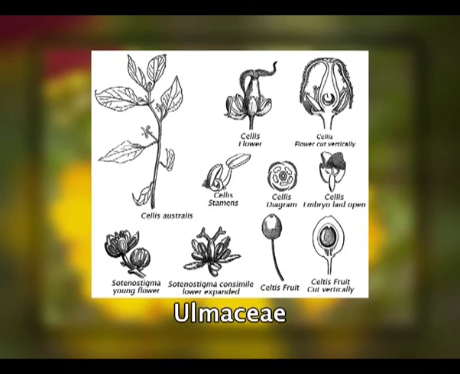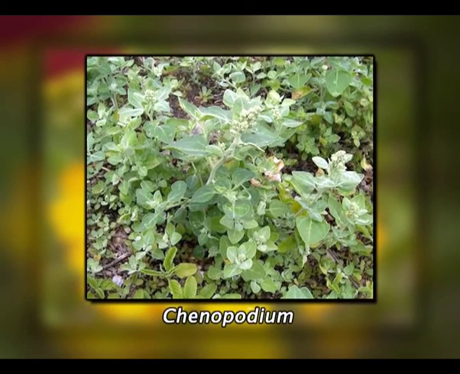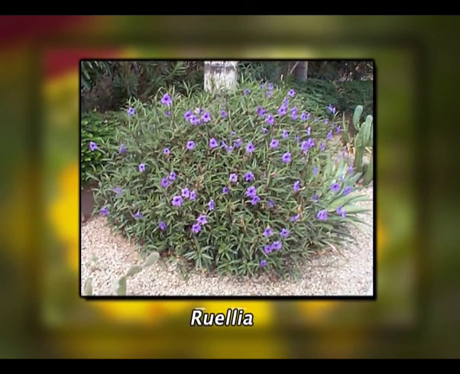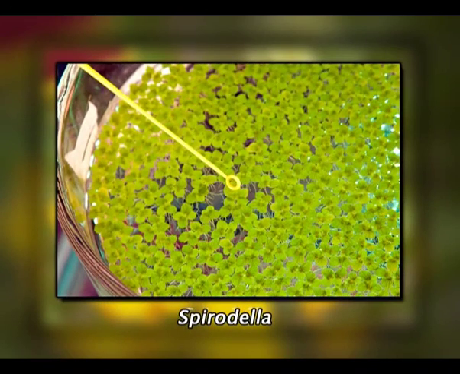Flavonoids may have been used in the estimation of generic affinities in Ulmaceae and of species relationships in Chenopodium. The evolutionary pathway in many taxa, for example Lemnaceae and Ruellia, has been traced based on the data of flavonoids. Flavonoid chemistry has been used to distinguish species of Spirodela which cannot be distinguished on the basis of their morphology.